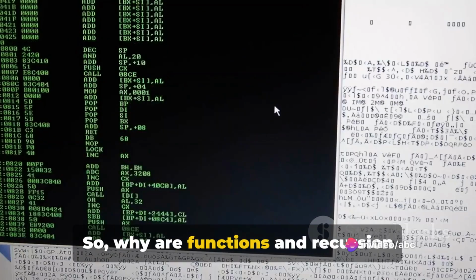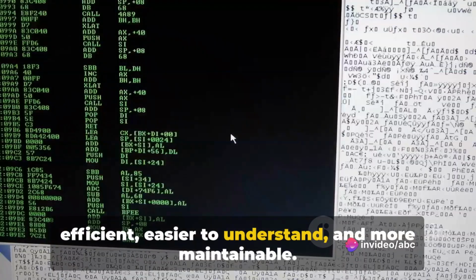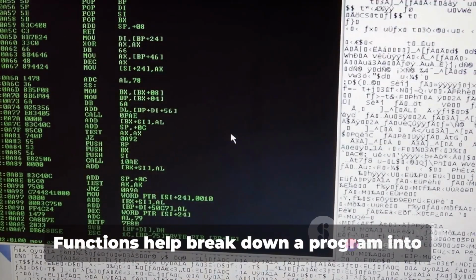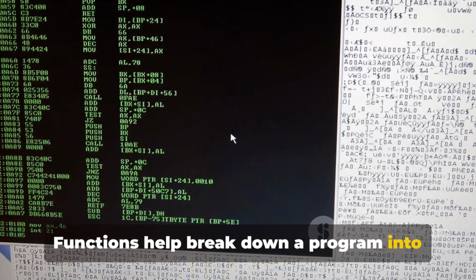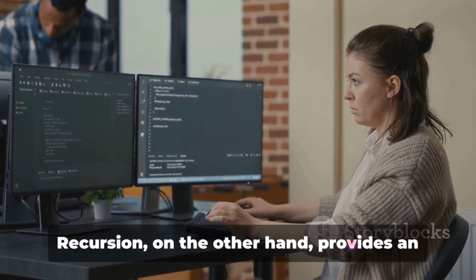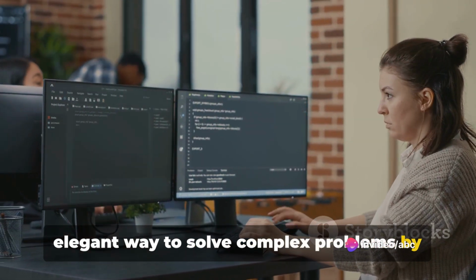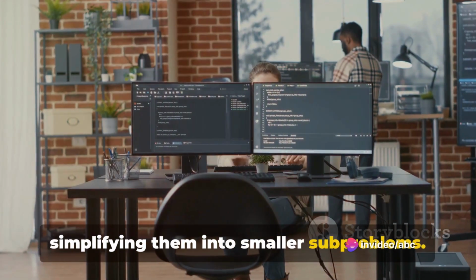So why are functions and recursion important? They make your code more efficient, easier to understand, and more maintainable. Functions help break down a program into manageable units, making it easier to debug and improve. Recursion, on the other hand, provides an elegant way to solve complex problems by simplifying them into smaller subproblems.